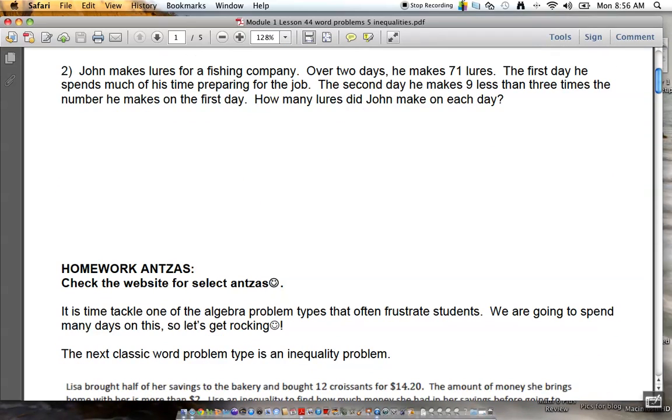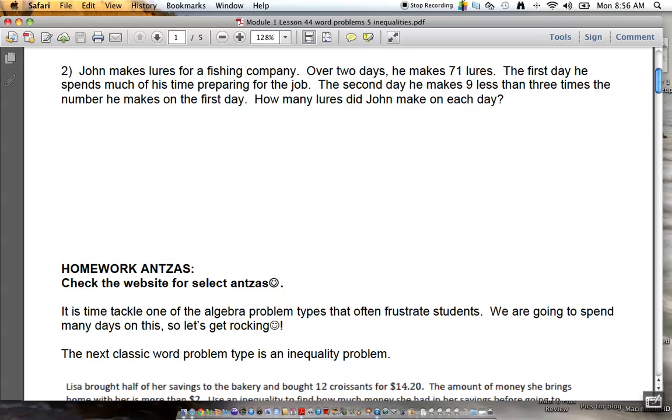and his fishing company. And this leads us into the word problems that we'll continue with today's lesson. John makes lures for a fishing company. Over 2 days, he makes 71 lures. First day, he spends much of his time preparing for the job. Second day, he makes 9 less than 3 times the number he makes on the first day.